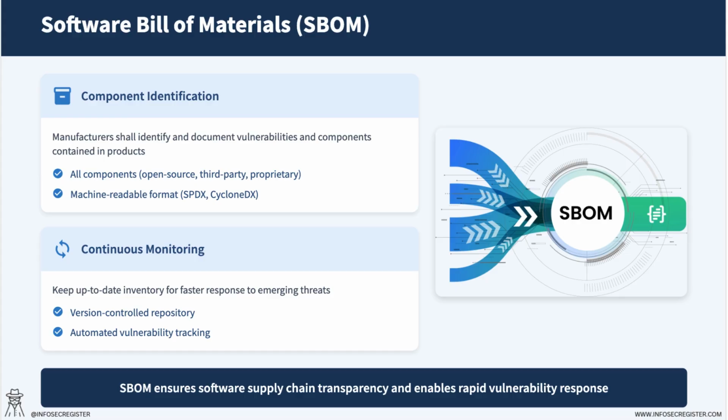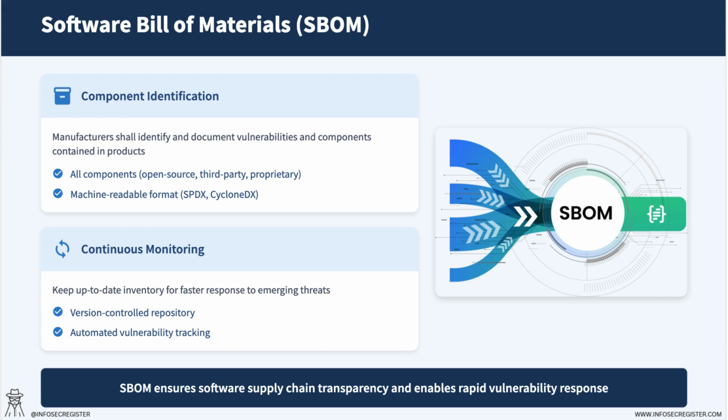And this isn't just a spreadsheet. The CRA calls for SBOMs in machine-readable formats, like SPDX or CycloneDX, so they can be parsed, scanned, and continuously analyzed by automated tools. But creating an SBOM once isn't enough. The regulation expects continuous monitoring. That means maintaining a version-controlled, always up-to-date inventory so that when a new vulnerability emerges, whether it's in a library, a dependency, or somewhere deep in a supply chain, you can instantly identify whether your product is affected.